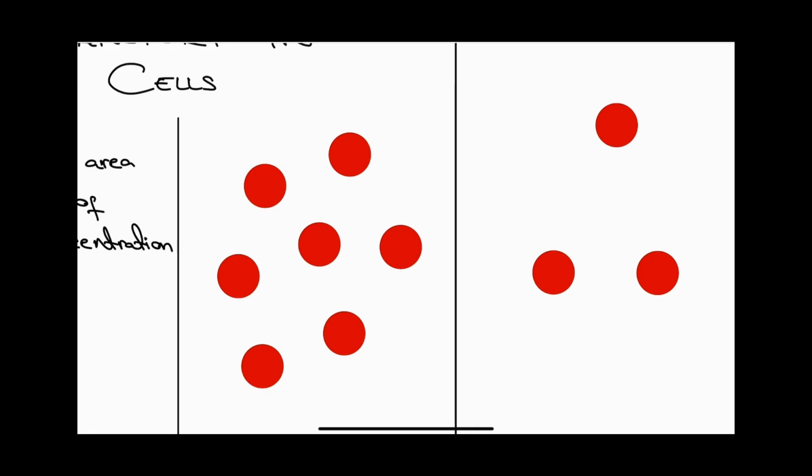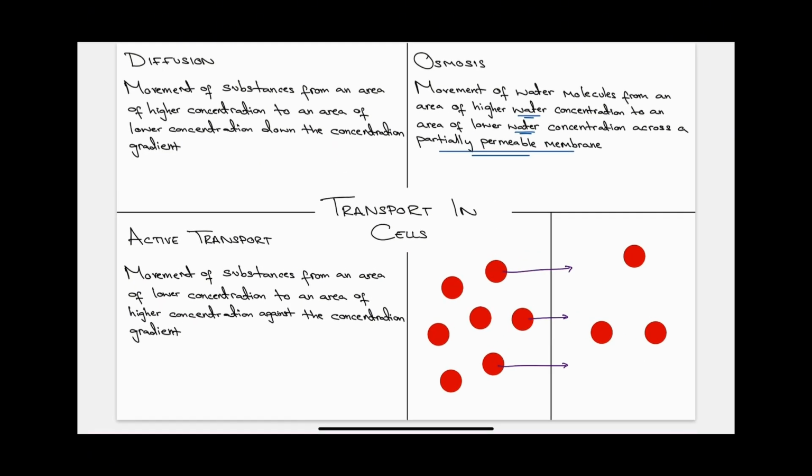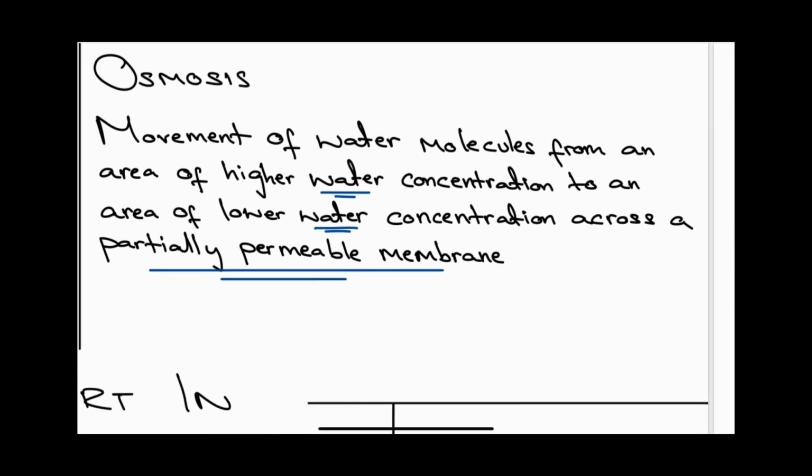So all it means is that the molecules in the area where there is a higher concentration will be moving to the right, so to the area where there is a lower concentration. So that's the overview for diffusion. Now, let's take a look at osmosis.